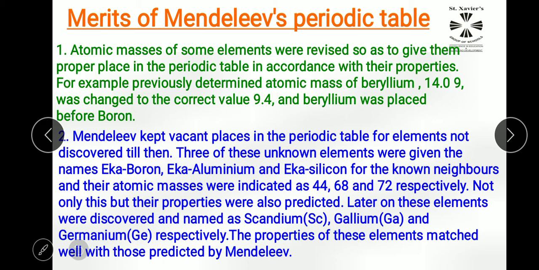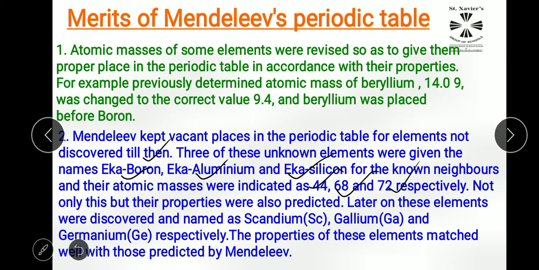Mendeleev kept vacant places in the periodic table for the elements not discovered till then. The elements which were not yet discovered, he kept the places for them. Three of these unknown elements were given the names Eka boron, Eka aluminium, and Eka silicon, and he predicted the properties of three elements out of those empty boxes, students, yet to be discovered. He gave the names Eka boron, Eka aluminium, and Eka silicon for the known neighbors, and their atomic masses were indicated as 44, 68, and 72 respectively. He predicted the atomic mass also.